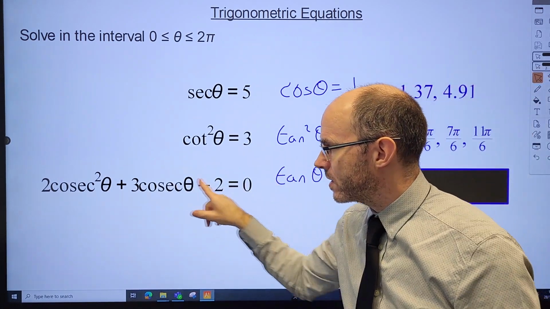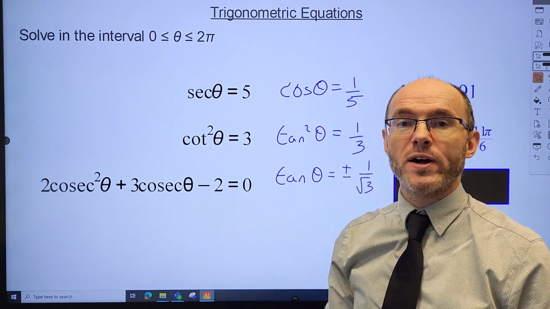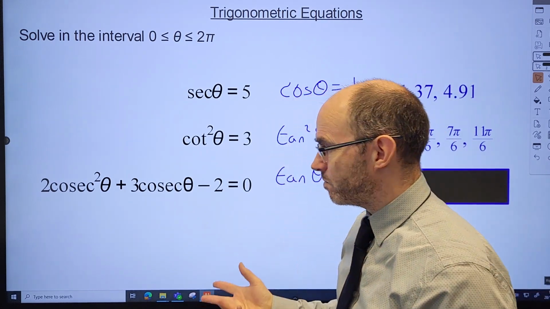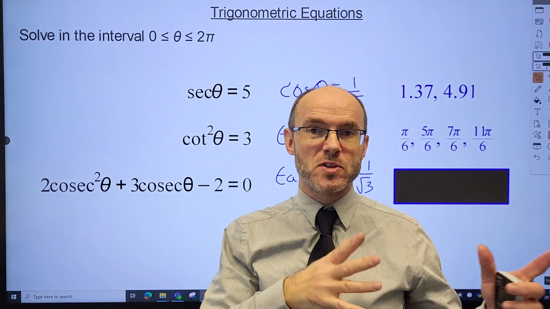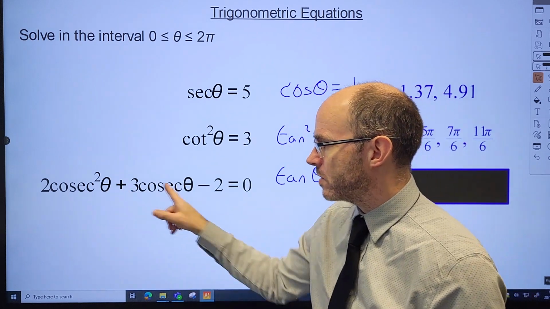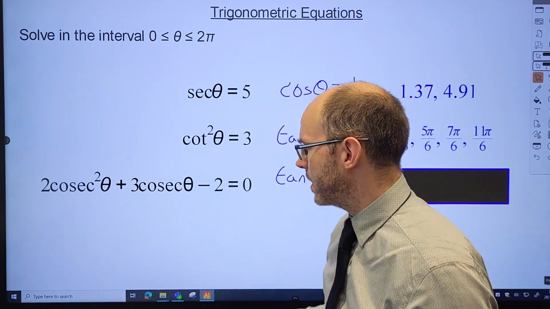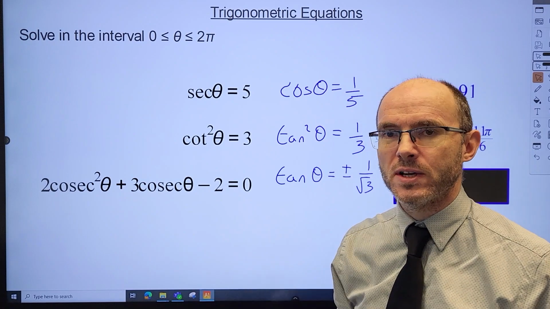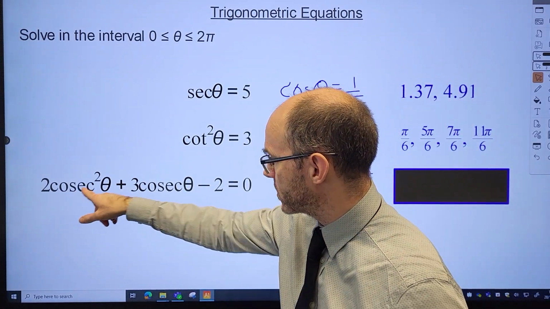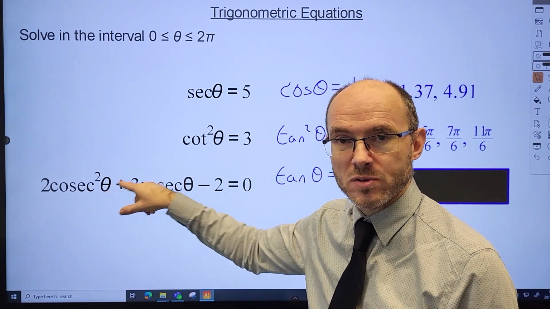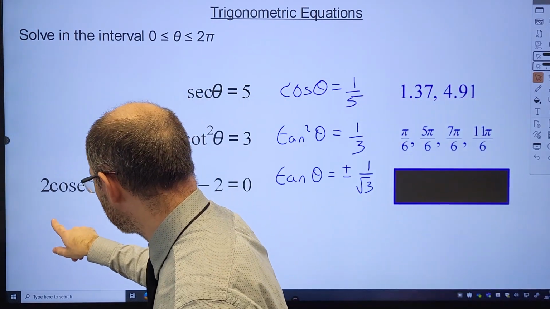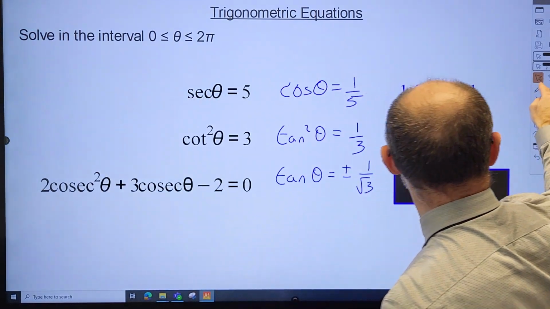This one here, recognise that as a quadratic form. I've got another video, probably aimed for year 12, but it's in my trigonometry playlist, showing you how to solve quadratics. And you need to recognise that this is a quadratic equation. It's a nice and easy one because it's all the same trigonometric function, cosec. So what you should do is factorise it using cosec theta.